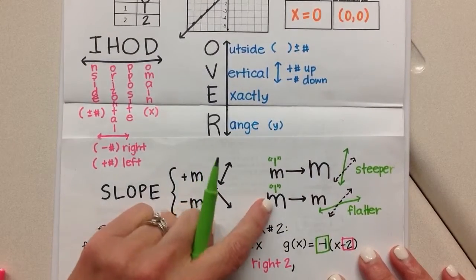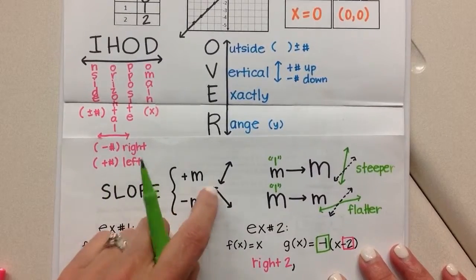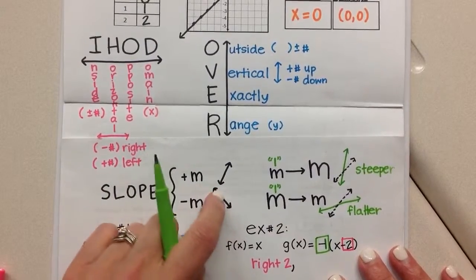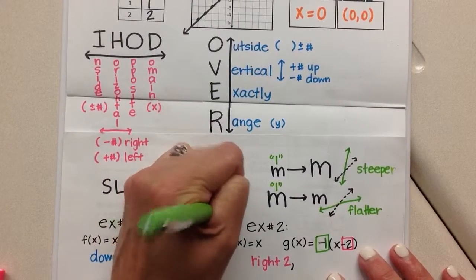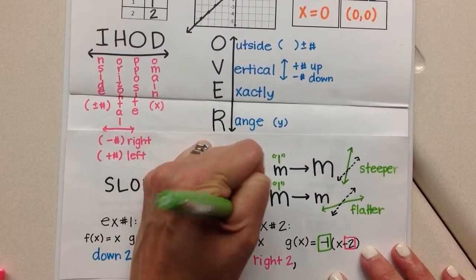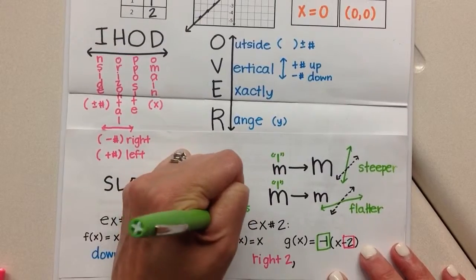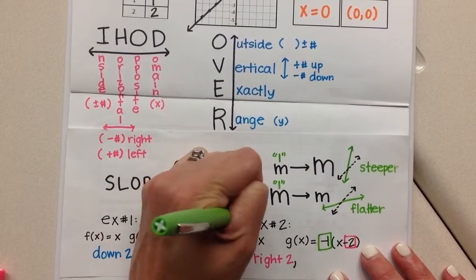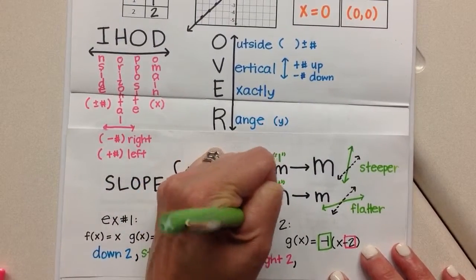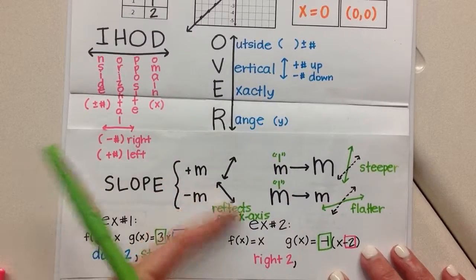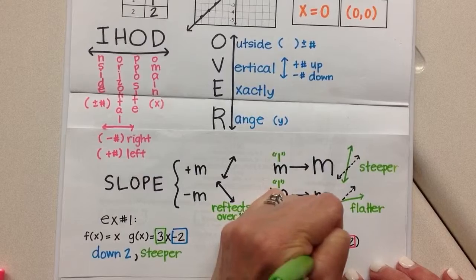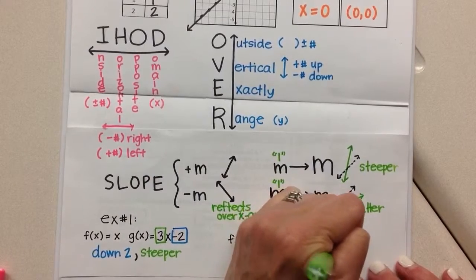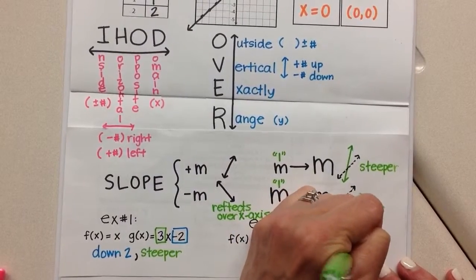Okay, so if it's negative, it's going to now slant down when it started slanting up, so that means that there is a reflection. So it reflects over the x-axis. If it slants downward, and it started slanting up, we know it's going to reflect over the x-axis.